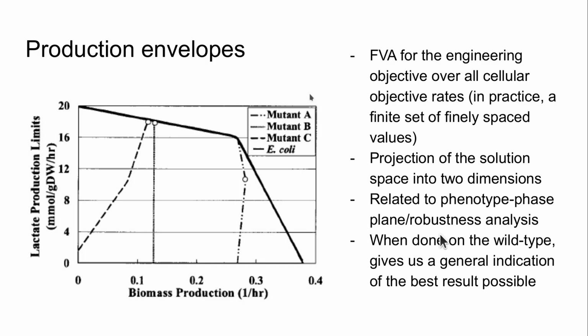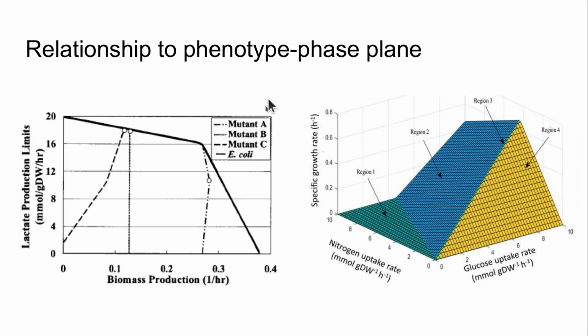The last thing that we can use the production envelope for is that the production envelope for the wild type essentially gives us more or less of an indication of what is the best result we can expect to get from a mutant. So yeah, okay. I actually ended up talking about phenotype phase planes before we talked about that last bit.